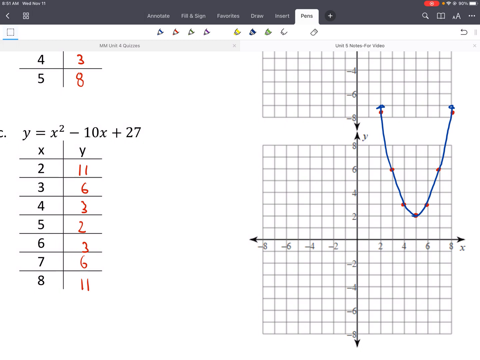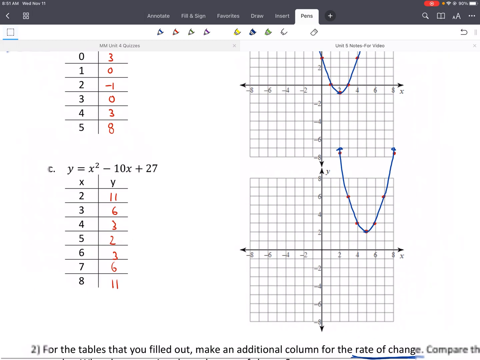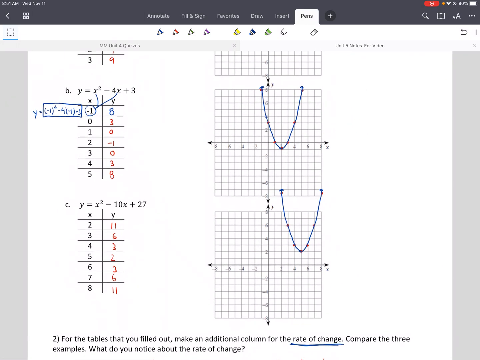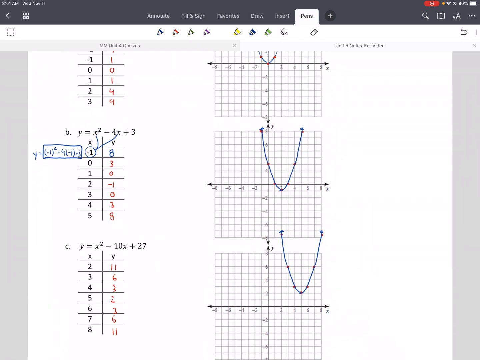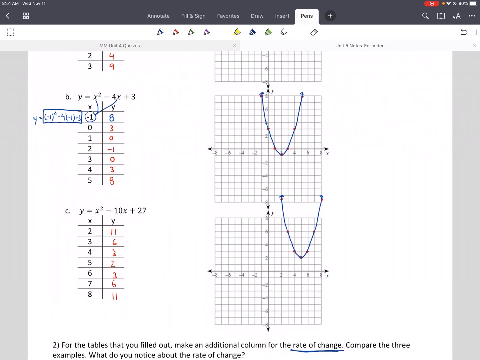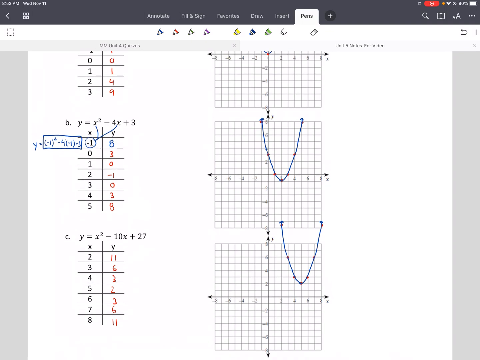Perfect. Okay, and this one kind of goes outside of the graph. All right, so I didn't mean to have that be there, but pretend like I didn't write that there at the bottom. Okay, at the bottom it says, look at the table you filled out. Make an additional column for the rate of change. Compare the 3 examples, and what do you notice about the rate of change?